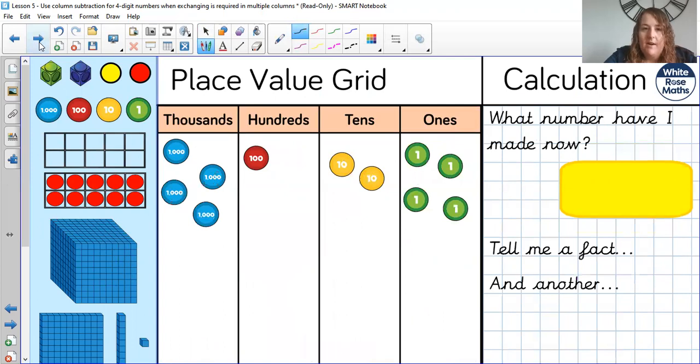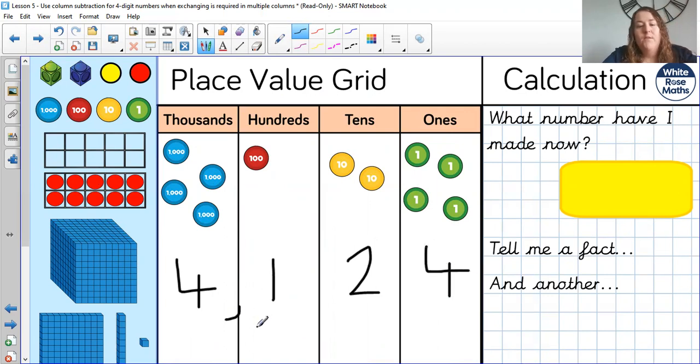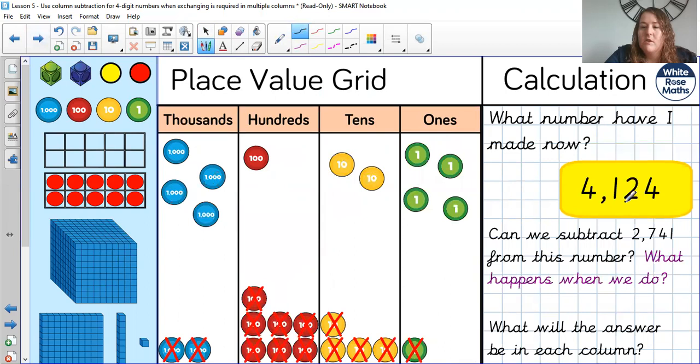This time, what number have I made, please? 4 in the thousands, I can see, 1 in the hundreds, 2 in the tens, and 4 in the ones. So hopefully you saw that as well, which would be 4,124. Can you give me a fact about this number, please? And another, and another. Okay, so from our number 4,124, this time I'm going to be subtracting 2,741. So let's see where we're going to need to exchange this time.